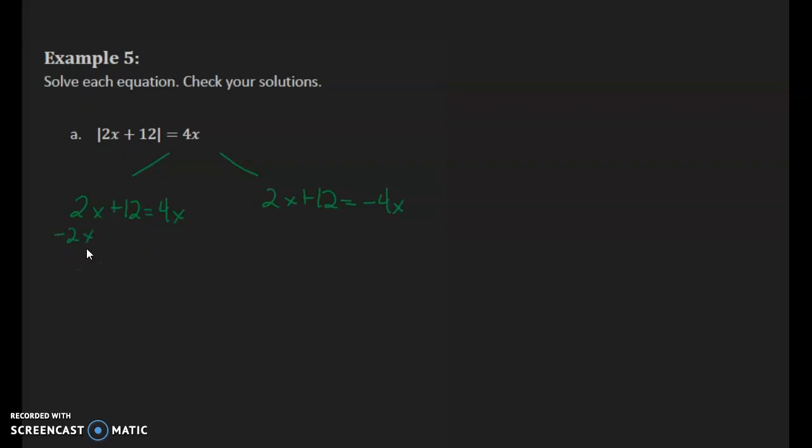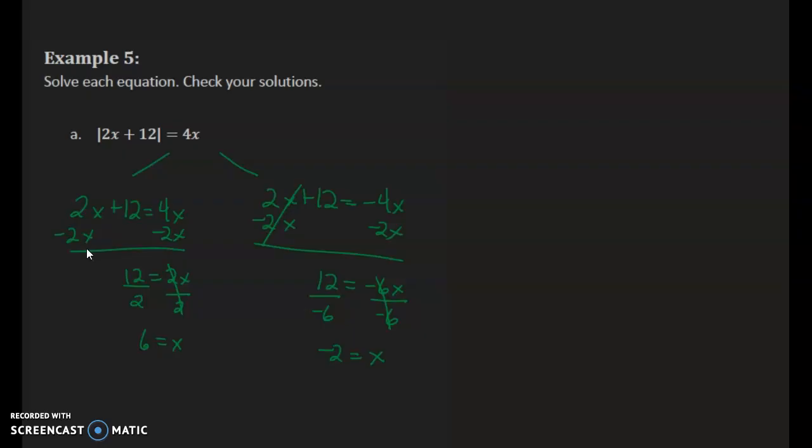Alright, so you would have subtracted the 2x and had 12 equals 2x. Divide both sides by 2, and we get x equals 6. Do the same thing over here. I'm going to subtract the 2x to join this side. So I have 12 equals negative 4x minus 2x is negative 6x. Now divide by negative 6, and we get negative 2. So these are my two potential answers. One of these answers is an extraneous solution. Go ahead and plug them back in and check and tell me which one is extraneous.